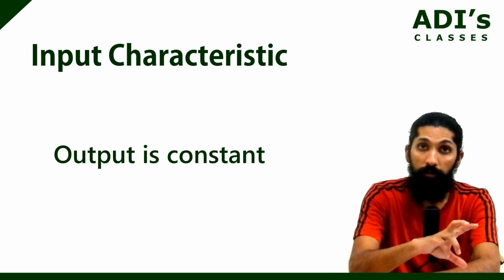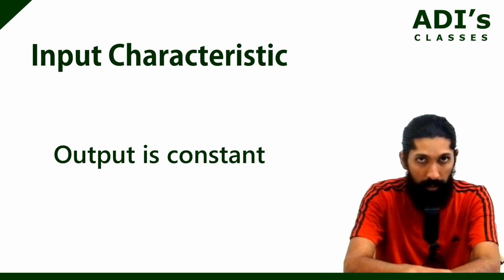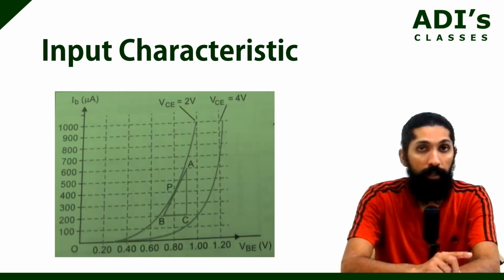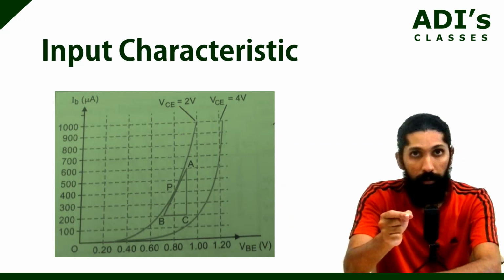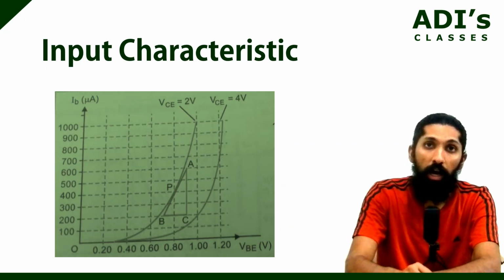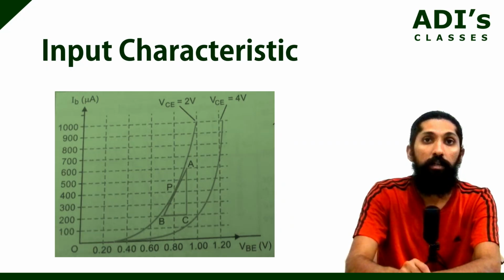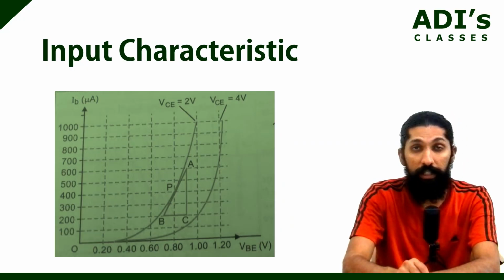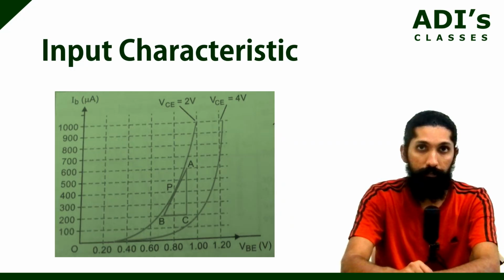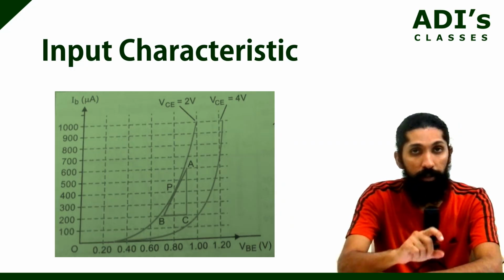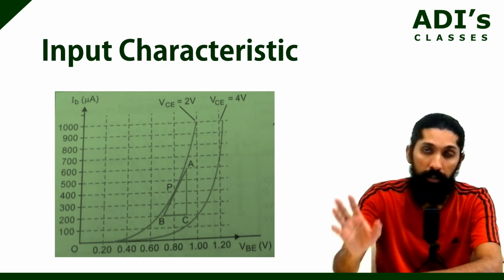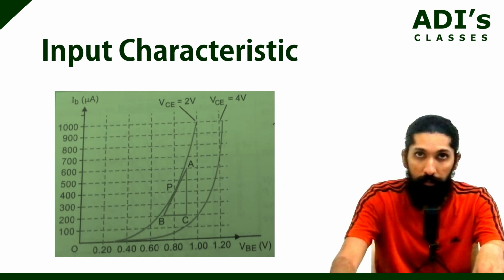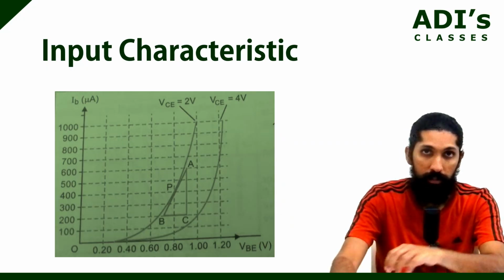Then we start to change the value of VBE. In the sense, you have that VBB, correct? You keep on changing the value of VBB and you see how VBE, IB and VCE are changing. In the sense, you try to change VBE and see what output we get in VCE. This is what we mean by input characteristic.